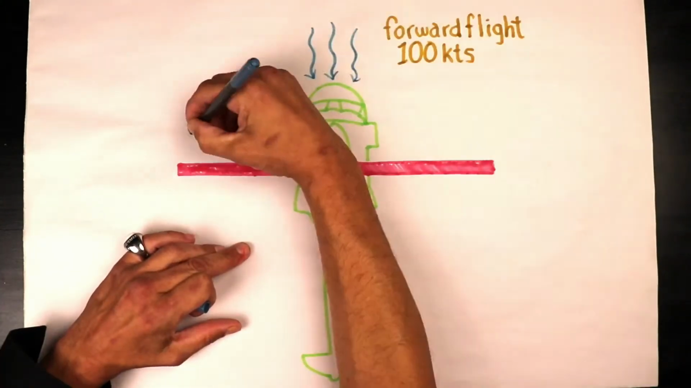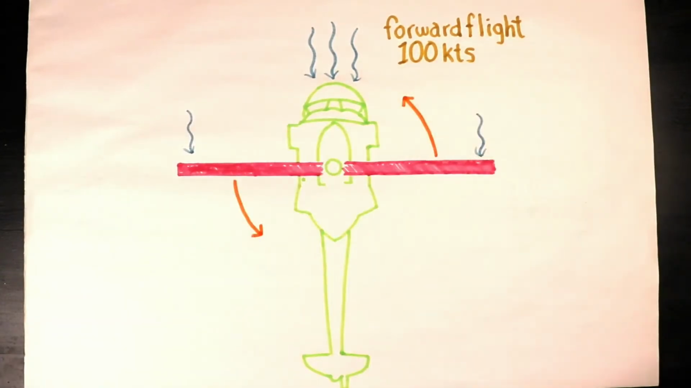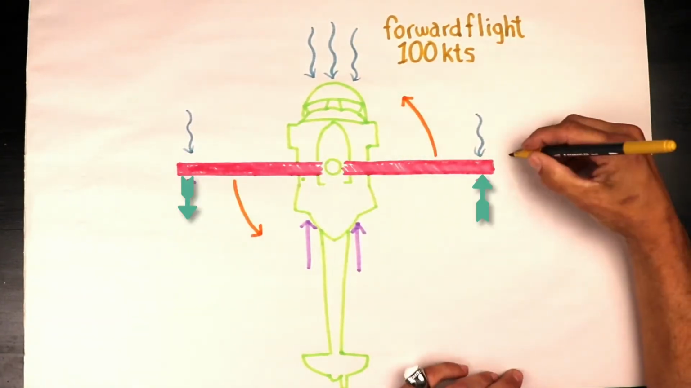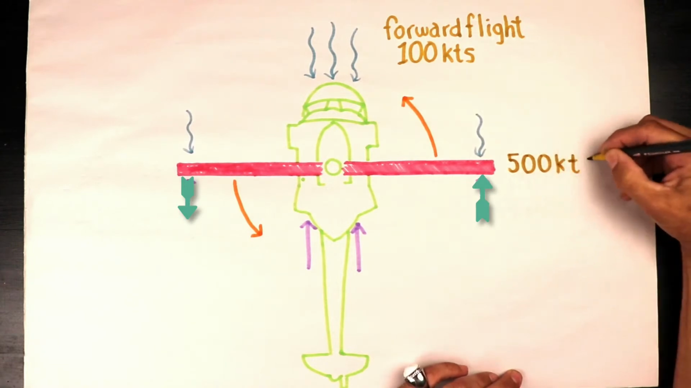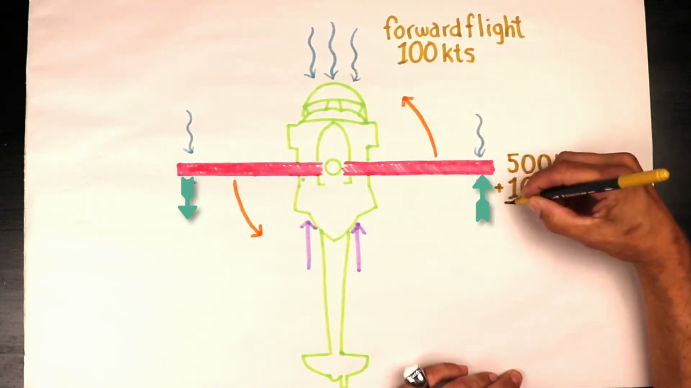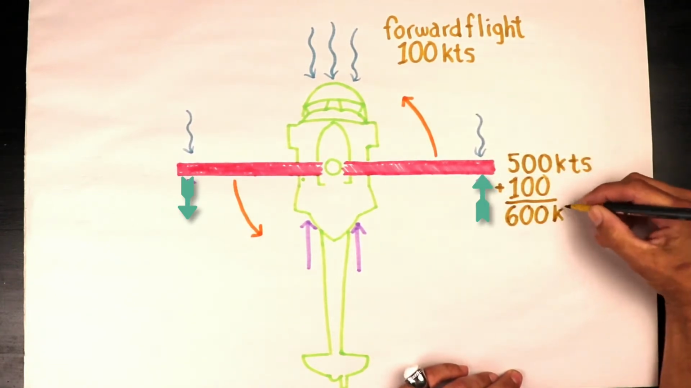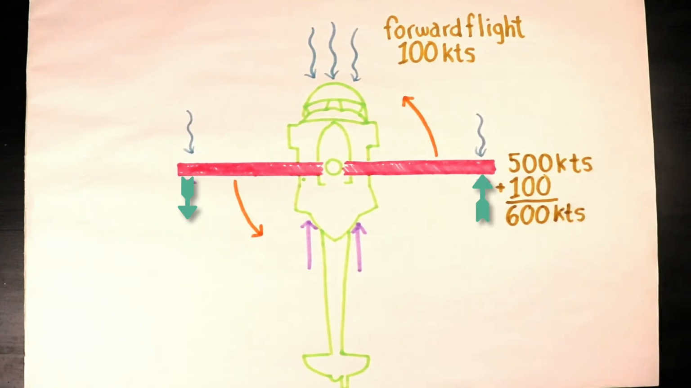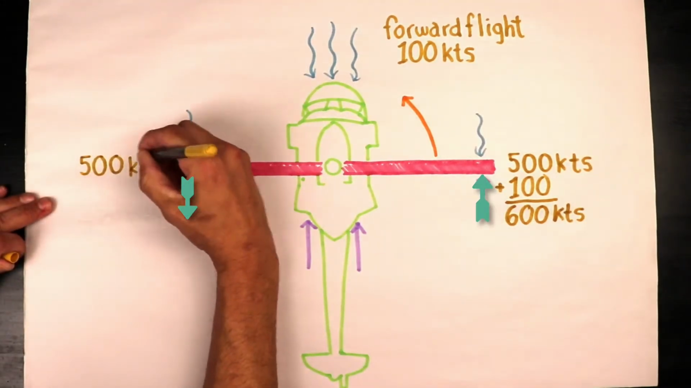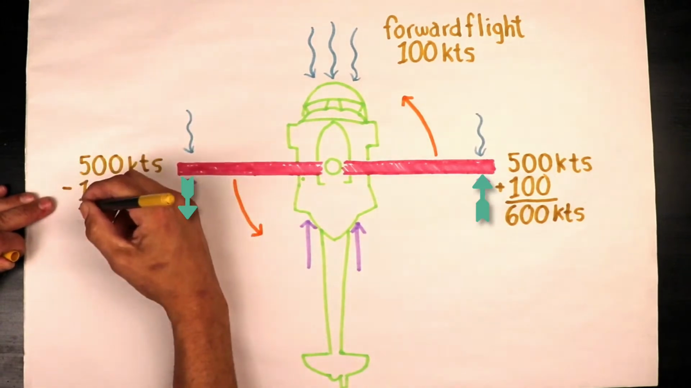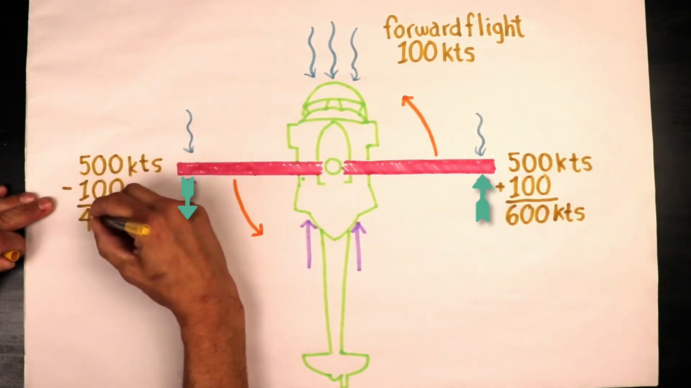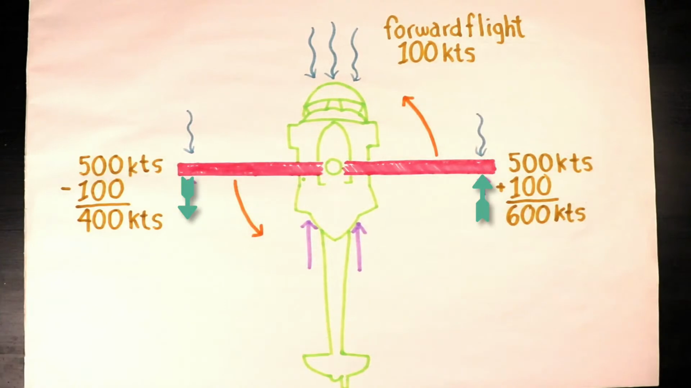So you got to think about your advancing blade meeting that relative wind at 100 knots. That makes the tip speed 600 on the advancing side. Now on the retreating blade, that is retreating away from that relative flow of air. So that's going to make that side tip speed 400 knots. So now you can see the difference is getting greater the faster you go.